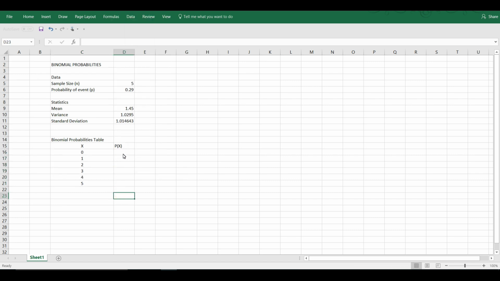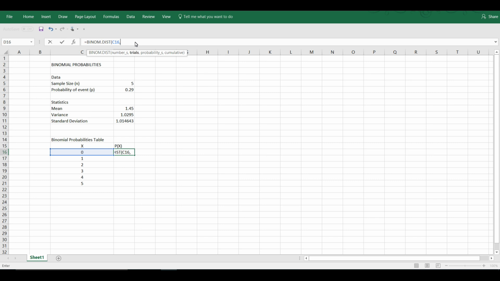And so now we have the probability of x as 0. I can type that in as equal to Binom.DIST. And remember, x is 0. So I could either put in 0, or what I can do is, because I'm going to copy this formula down, I'm going to put in C16. And then when I copy it down, it'll be C17, C18, C19, C20, C21. Okay, so I don't have to type in x equals 0, then x equal 1, 2, 3, as you'll see in a moment.